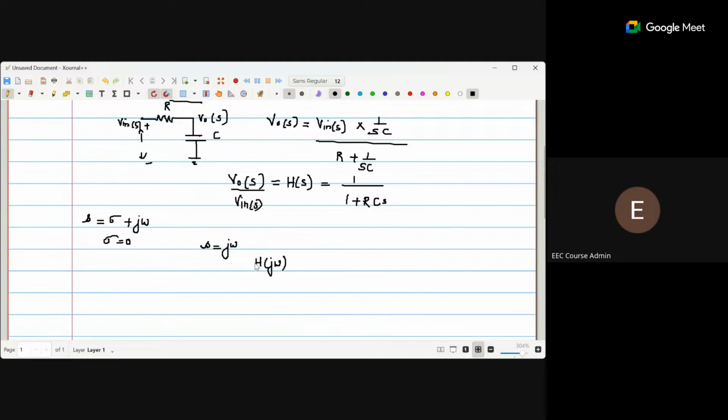Substituting s equal to j omega, H of j omega will be 1 by 1 plus j omega RC. To write it as real and imaginary parts separately, it is 1 plus j omega RC, and to find the magnitude I take the modulus. So the modulus of H of j omega will be.